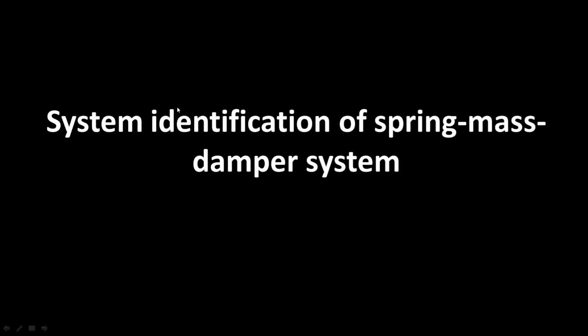So, in this session, we will conduct the experiment on the system identification of the spring mass damper system. By performing the experiment, we will find out the system parameters. Then we will find out the transfer function, and from the transfer function, we will draw the root locus.